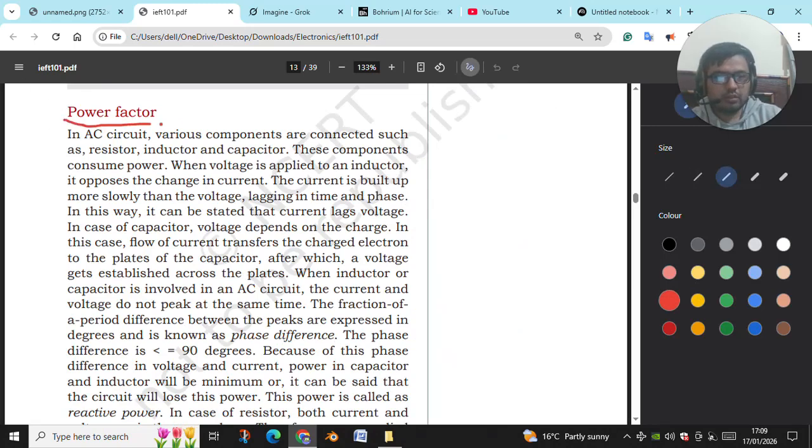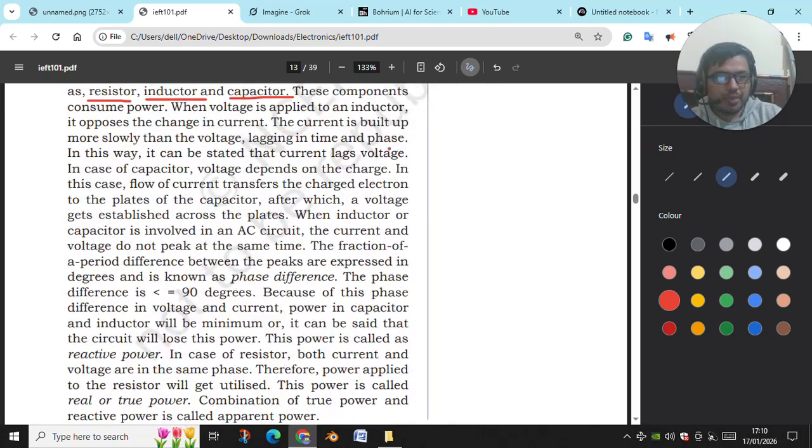Power factor. In an AC circuit, various components are connected, such as resistor, inductor, capacitor. These components consume power. When voltage is applied to an inductor, it opposes the change in current. The current is built up more slowly than the voltage, lagging in time and phase. In this way, it can be stated that current lags voltage.